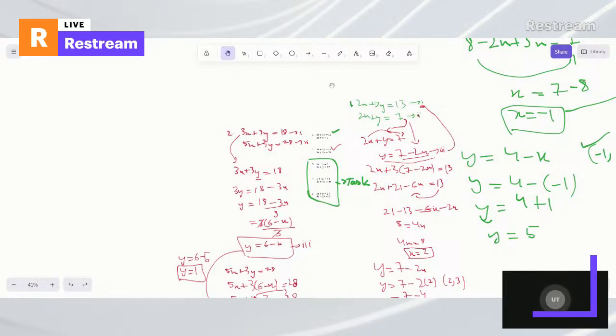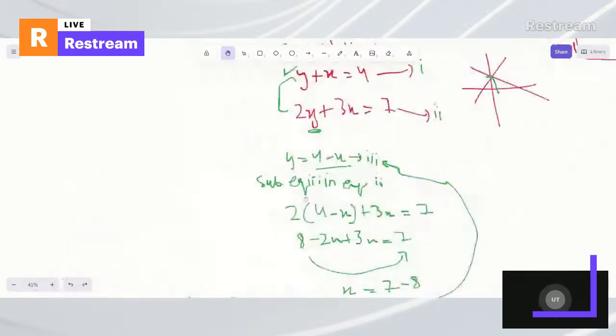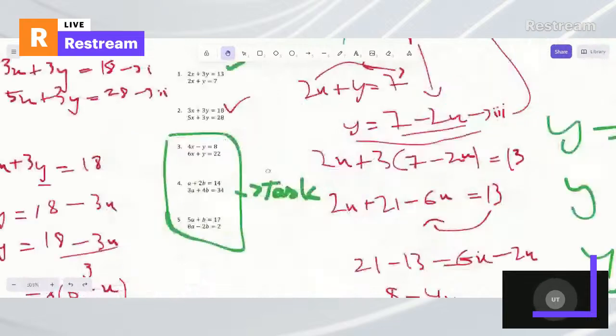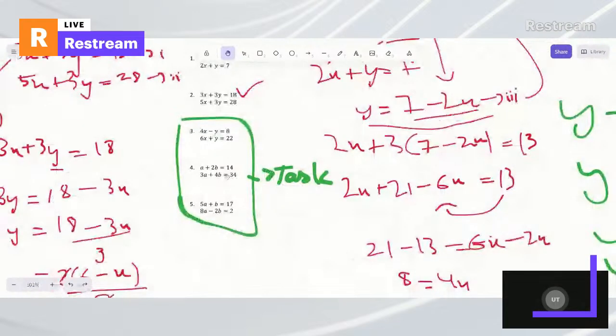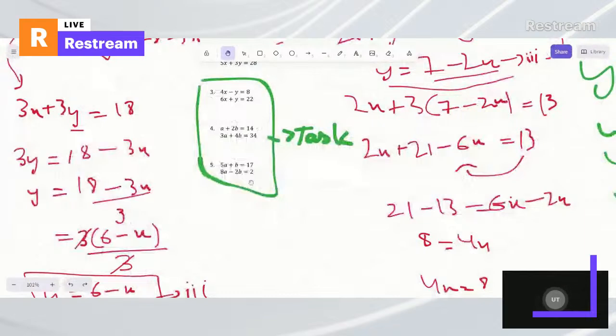So tune in on Wednesday, and we will be doing functions as well as two other methods of simultaneous equations. Now just remember that your task for today is doing these 3 questions yourself, and check those answers, write down those answers, give them back to me on Friday, and we'll see it.